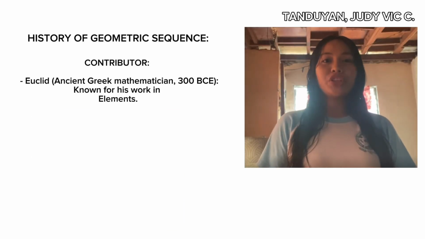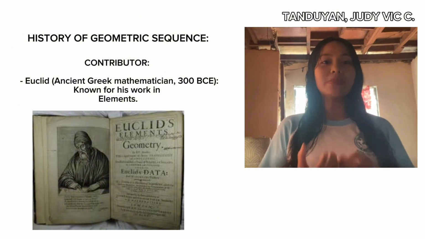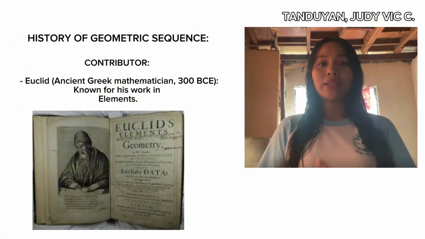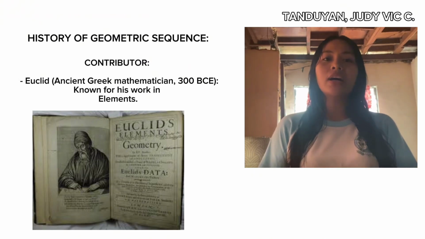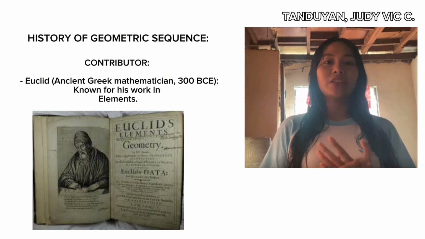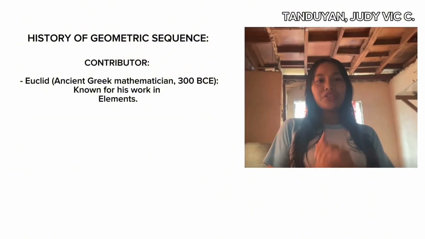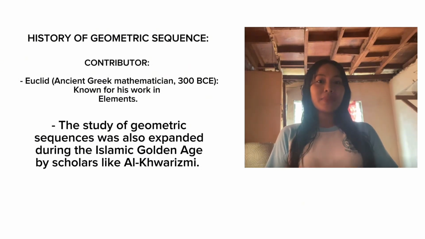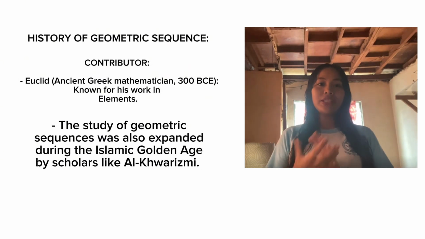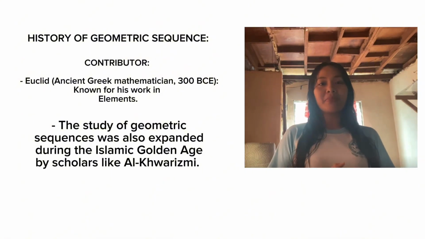The study of geometric sequences can be traced back to ancient Greece. Euclid, a mathematician from around 300 Before Common Era, described geometric progressions in his book Elements. He used them to explore ratios and proportions. During the Islamic Golden Age, mathematicians like Al-Khwarizmi continued the study of these patterns, which influenced modern algebra and mathematics.